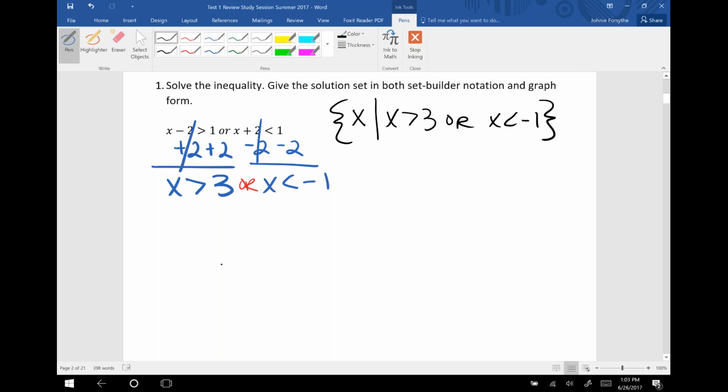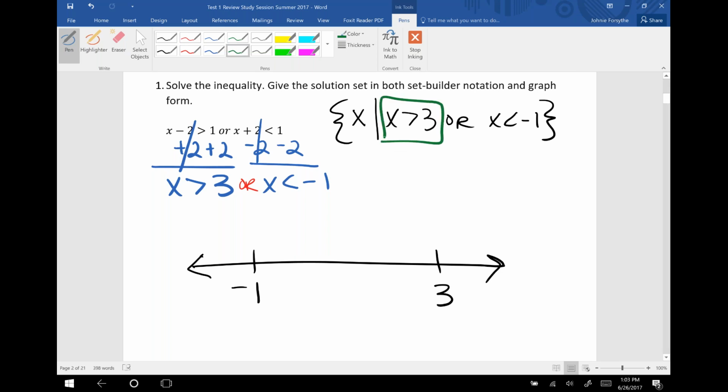And in the graph form, let's see. So we're going to start with one number line. I'll make negative 1 over here on the left and 3 on the right. Now, let's start with the first one. x is greater than 3. So greater than, it's not greater than or equal to, so we're going to use a parenthesis or an open circle. I believe your book uses parentheses and not circles, so I'm going to do both. But we would use an open circle.